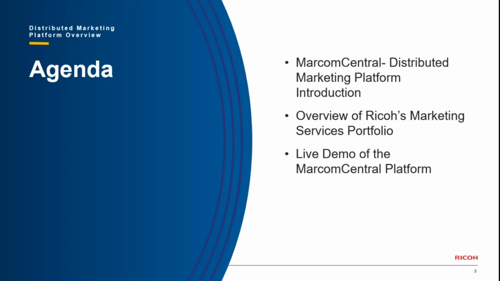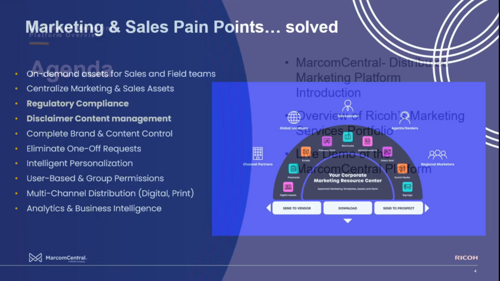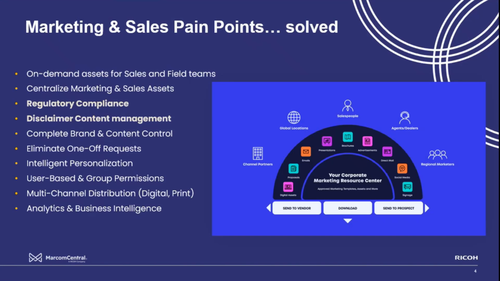So what is a distributed marketing platform? Well, let's take a look at that. What does that mean? It's a lot of words there. So it's essentially a combination of digital asset management, as well as marketing asset management and distribution of content.